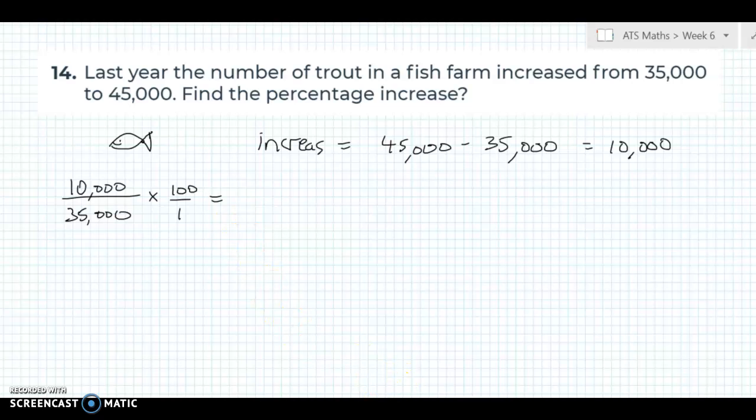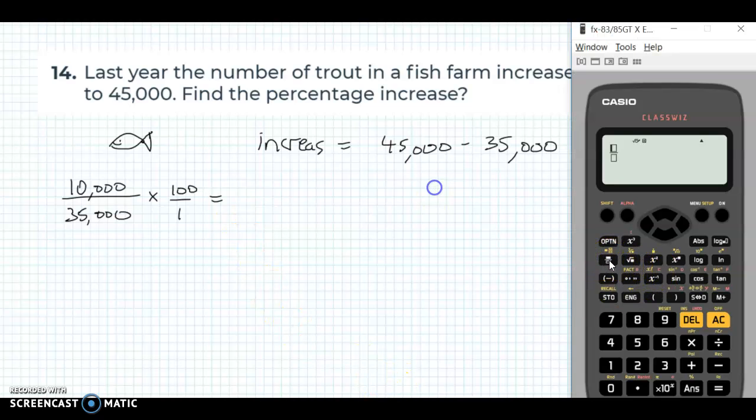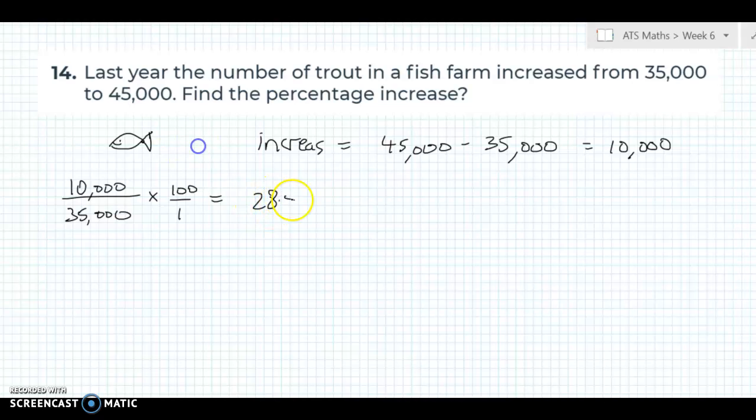That's about it. So we can get out the calculator. Now, yeah, we could just put in the 10,000. We could cancel stuff as well. 10,000 over 35,000 multiplied by 100 over 1, which is the same as just 100. And we get, little dot means repeating, so press SD, 28.57%. So that's how much of an increase there was.